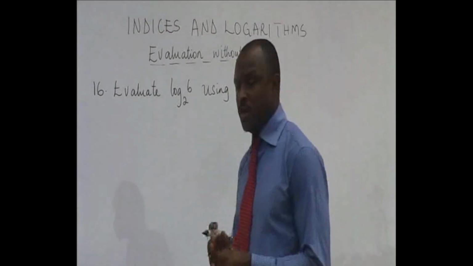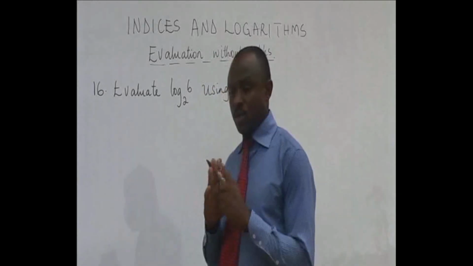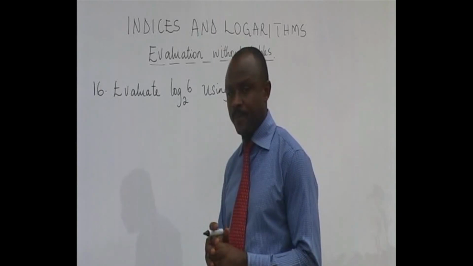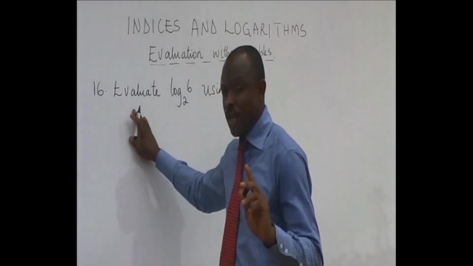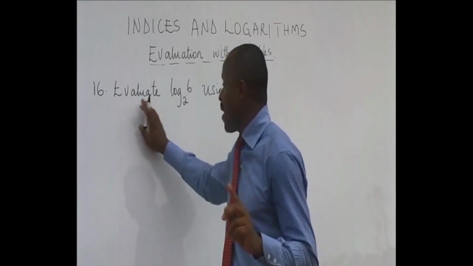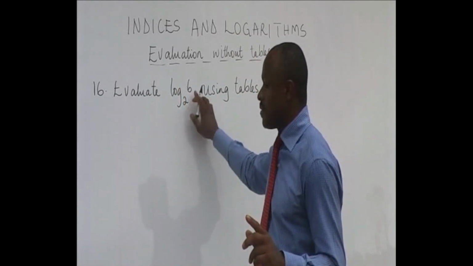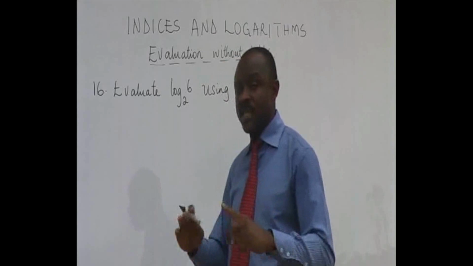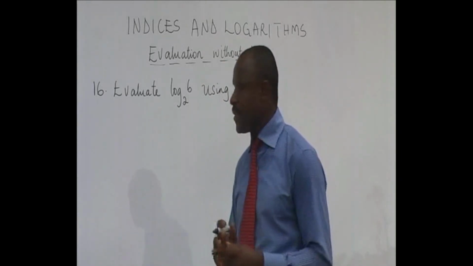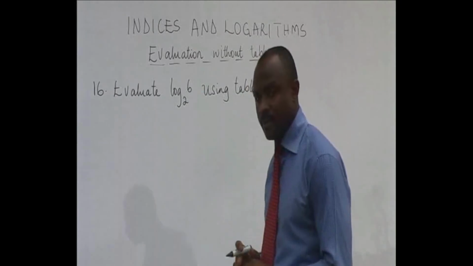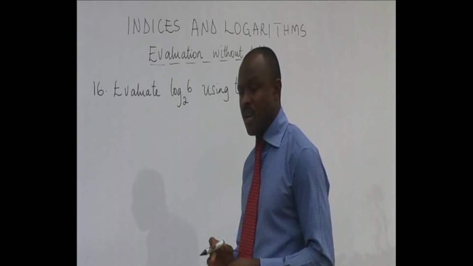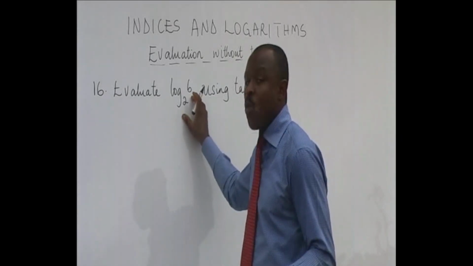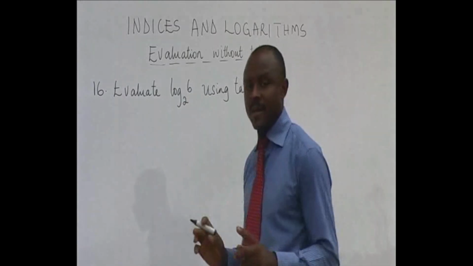I would like us to use this question number 16 to close our discussion on indices and logarithms. In this case, the question is unique. We are asked to evaluate log to base 2 of 6 using tables. Remember, we've been evaluating without using tables. Pay attention. When you are given this, try to create an equation with this. Creating an equation is to equate this to a letter and start from there.